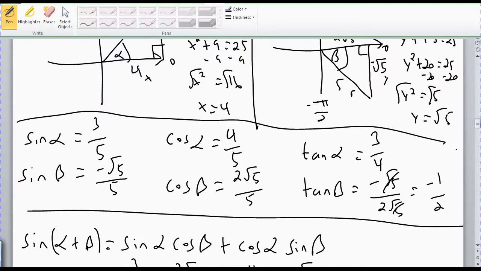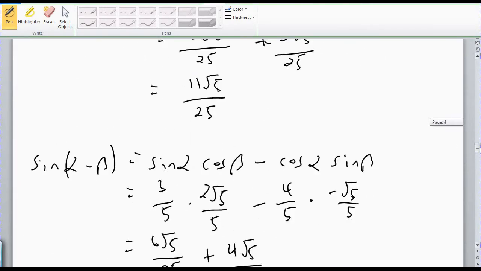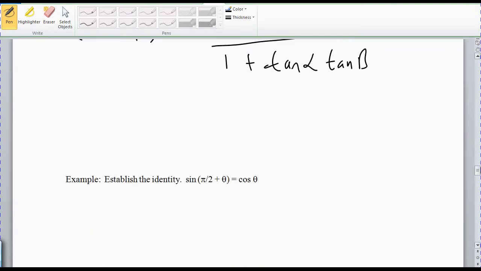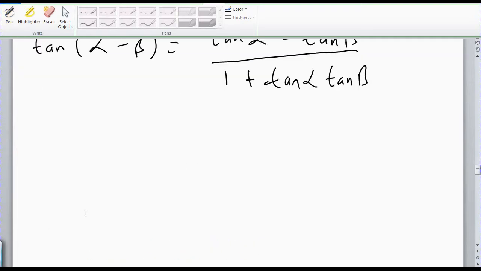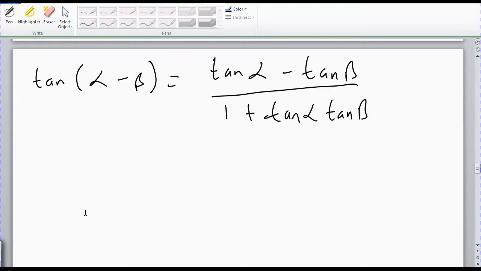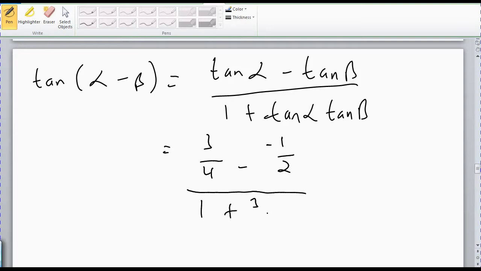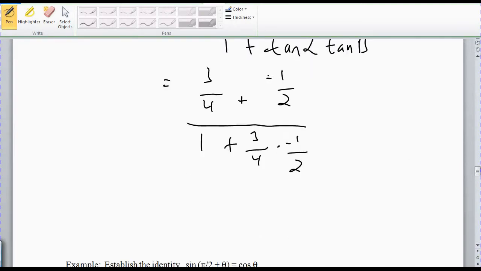3/4 is tangent alpha and tangent beta is negative 1/2. Tangent alpha was 3/4 and tangent beta was negative 1/2. Over 1 plus tangent alpha, which is 3/4, tangent beta, which is negative 1/2. That becomes a plus and a plus.